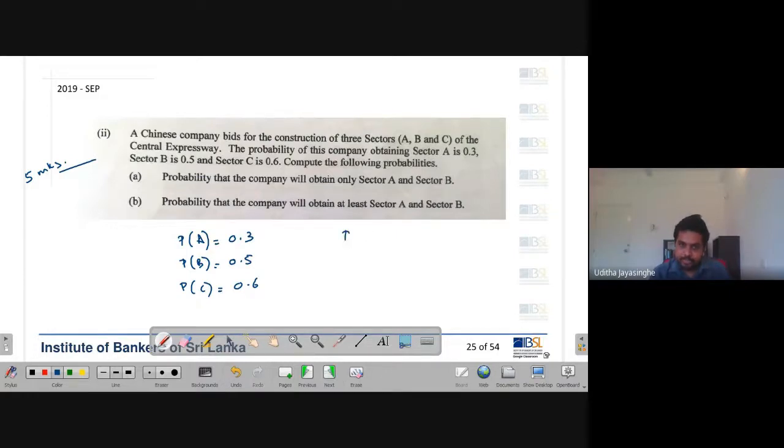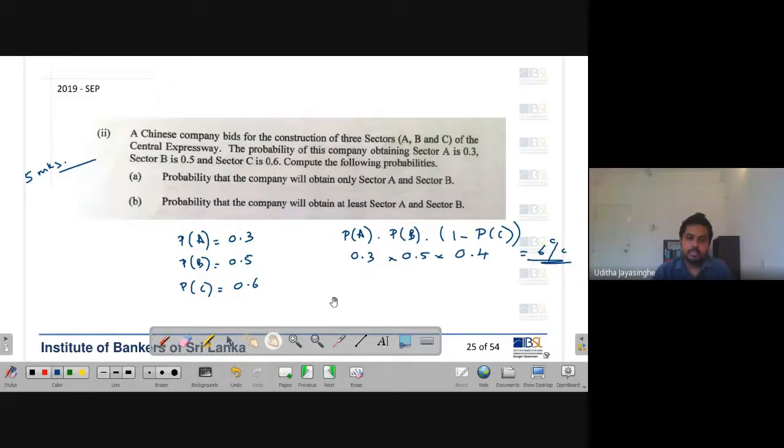If that is the case, we should not get sector C. So PA, PB, and for C you put it as 1 minus PC. Clear? 0.3, 0.5, and 0.4. 0.3 multiplied by 0.5 multiplied by 0.4 is going to give you a probability of 6%.